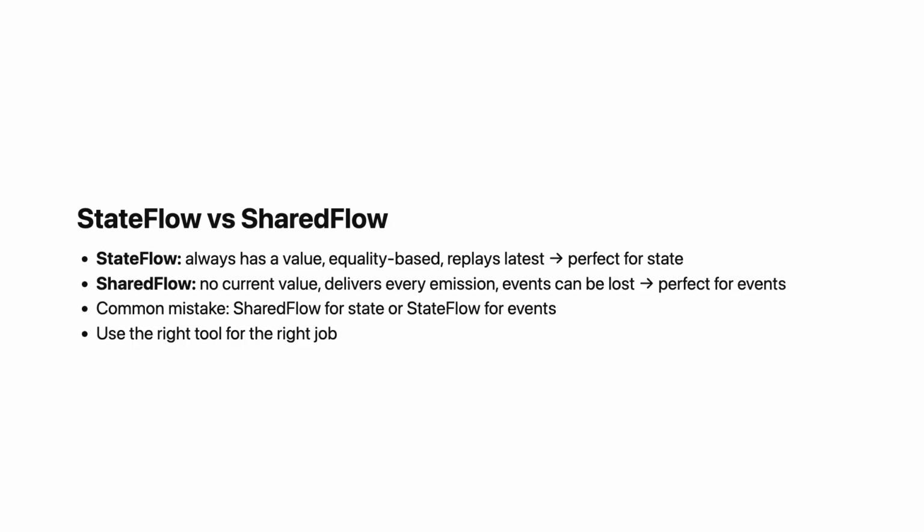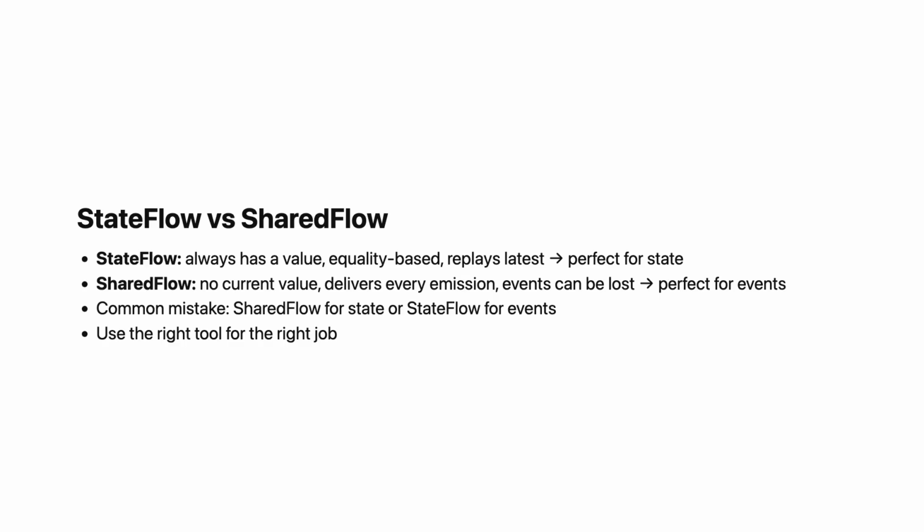Let me clarify a technical point that confuses a lot of developers. State flow and shared flow are both flows, but they behave very differently. State flow always has a current value. When a new collector subscribes, it immediately gets the latest value. It also uses equality checks. If you emit the same value twice, collectors are not notified the second time. This makes state flow perfect for state. The UI always has something to show, and identical states do not cause unnecessary updates.